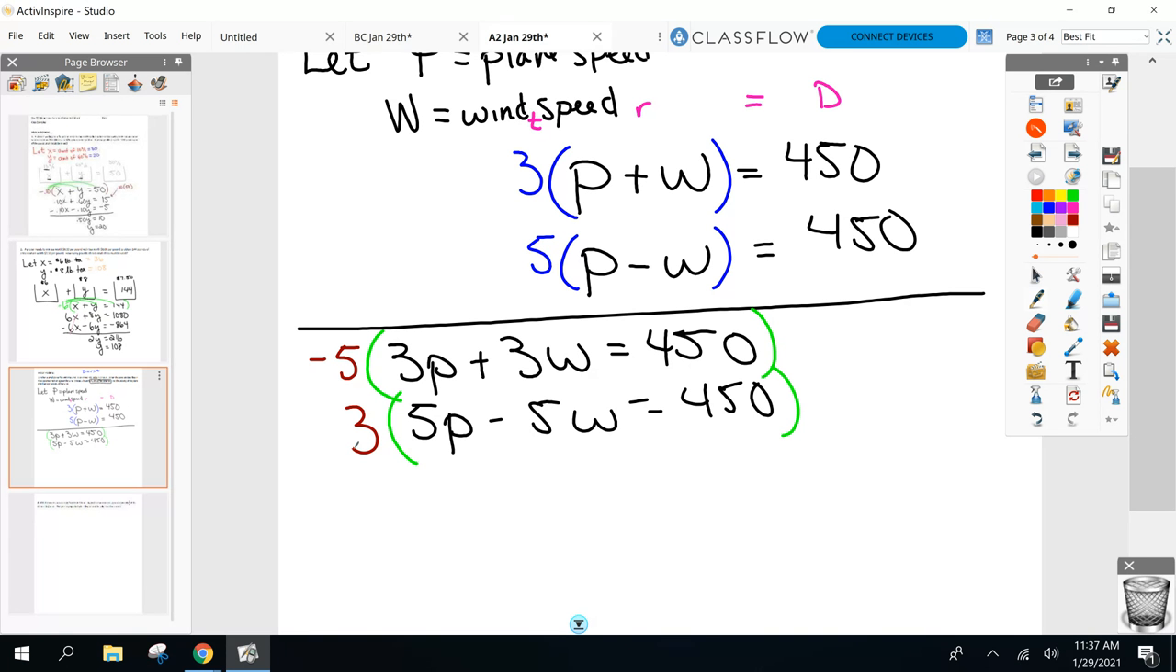Yep. Okay. So basically, everyone just take a look at what Caroline just did. She basically took this number here, put it up here, and just flip-flopped the numbers. And just made sure one was negative, one was positive. It works every time. Good job. All right, distribute nice and neat. -15P minus 15W. Distribute all the way through.